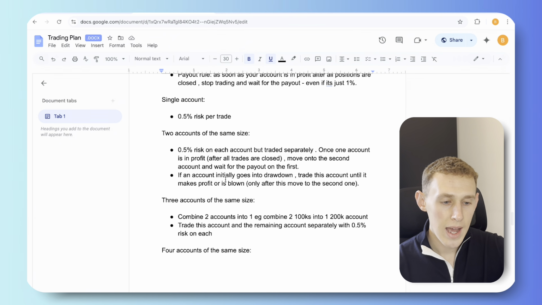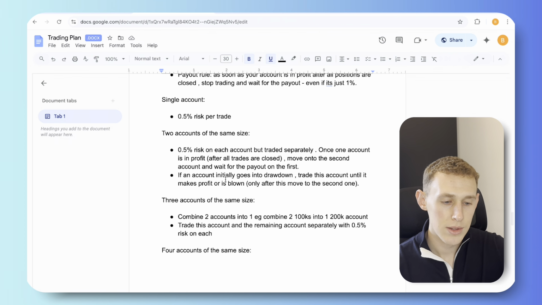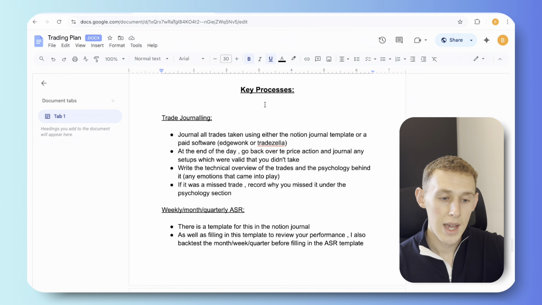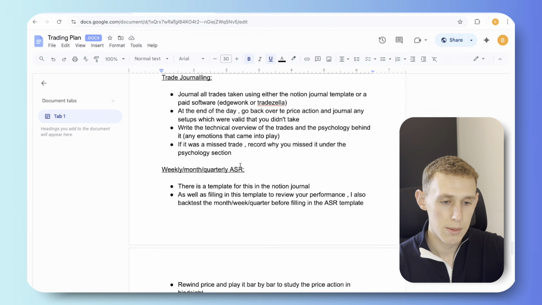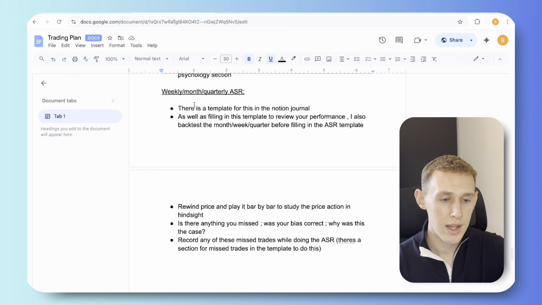And then I have a few extra rules here based on whether I'm trading prop firm accounts, multiple prop firm accounts, single accounts, or all of that sort of thing. Again, you guys can read through this completely for free in the description below. I've also included some details about the key processes around trading that I implement. So trade journaling, how I exactly do this, and the template that I use to do so. And then at the bottom, you can also see we have this section for the weekly, monthly, and quarterly ASR, which stands for Advanced Self-Review.